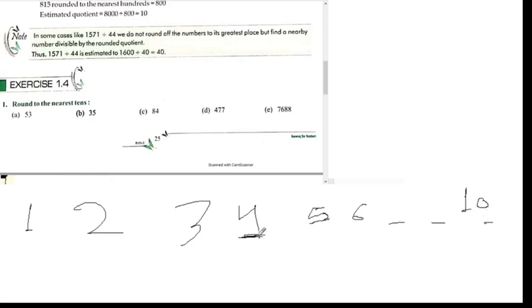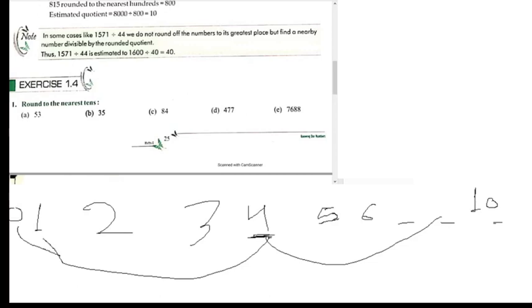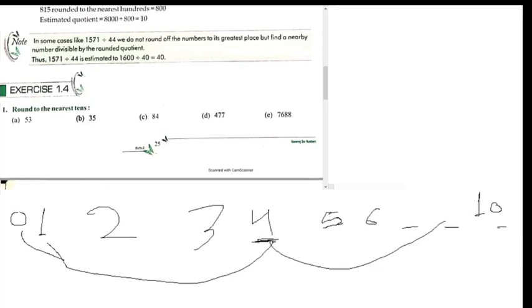Tell me, 4 is nearest to which number? 1 or 10? You say simple, 4 is nearest to 1. If I write here 0, then you say it is nearest to 0.